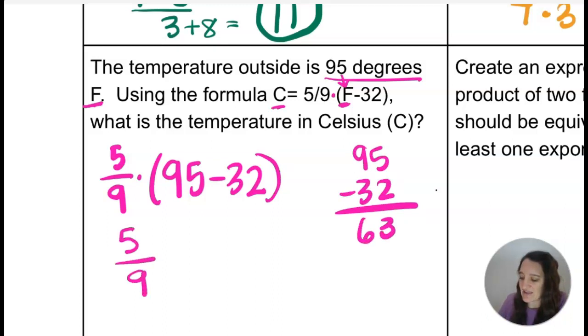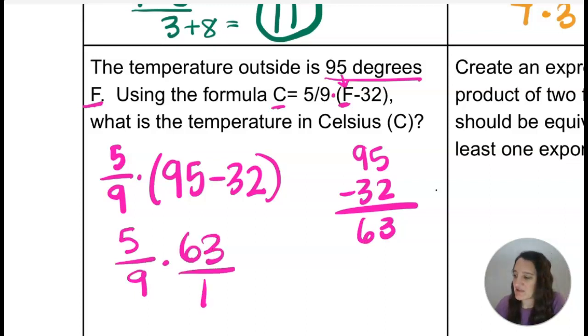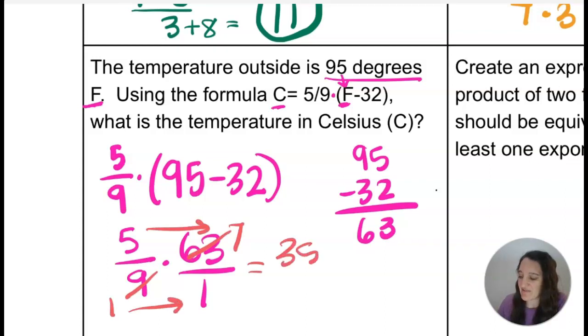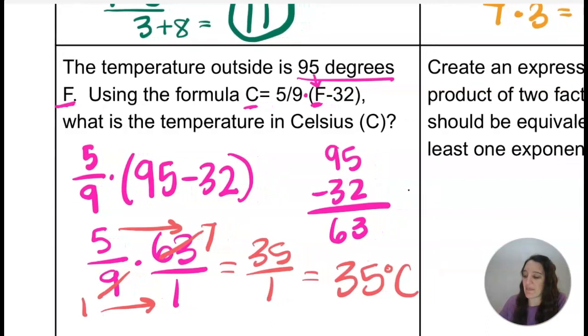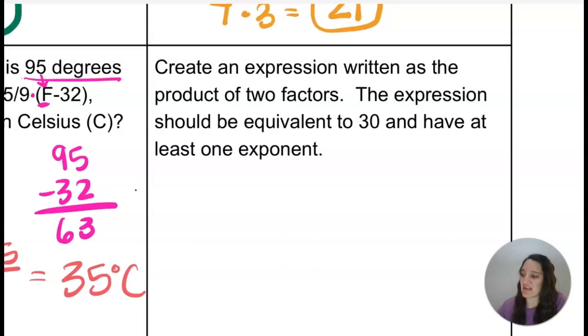So 5/9 times 63, I'm going to make that a fraction. And then I'm going to simplify those. Now when I multiply straight across, I get 35 over 1, which is 35 degrees Celsius. So if you're anywhere else in the world besides the United States and it's 35 degrees, that actually means it's 95 degrees Fahrenheit, what we're used to. Very cool.